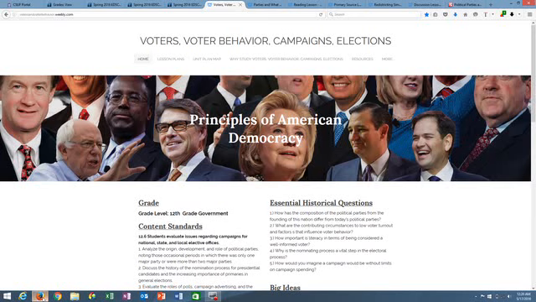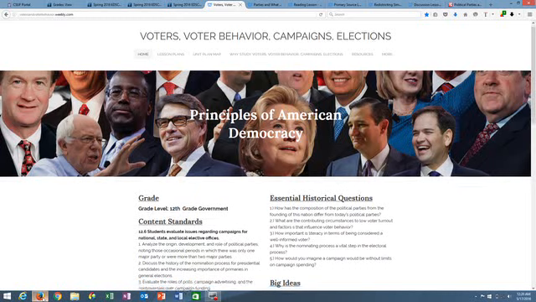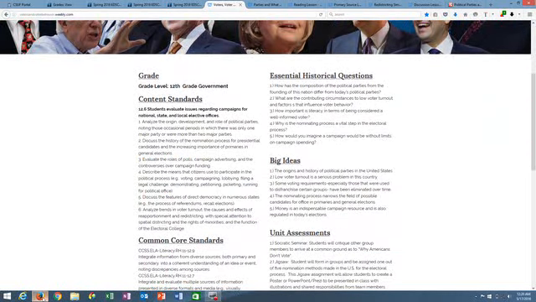The content standard and grade level, as you see here, is 12th grade government. And the content standards are listed here. It's 12.6. Students evaluate issues regarding campaigns for national, state, and local elective offices. As I go down the list, in this order, that'll be the same structure that I will be using for ordering my lesson plans.